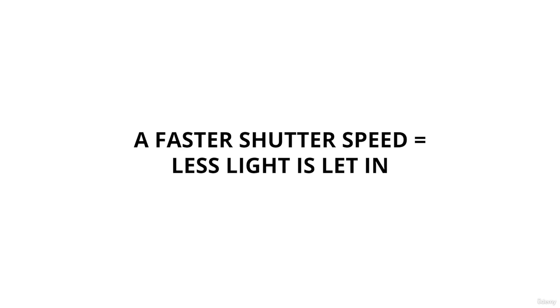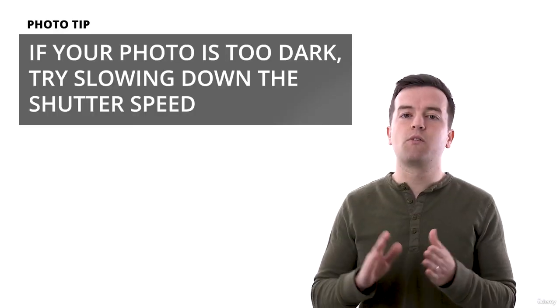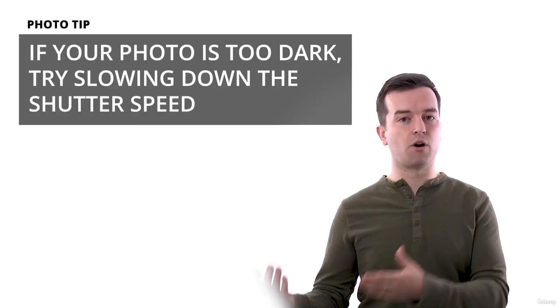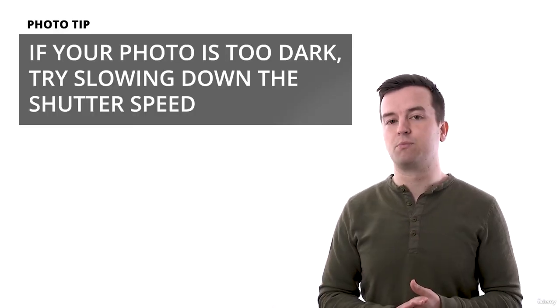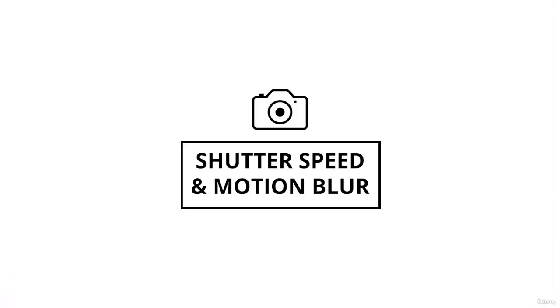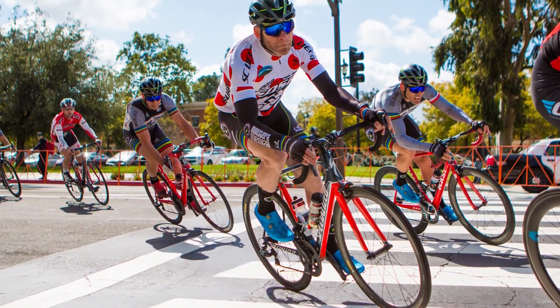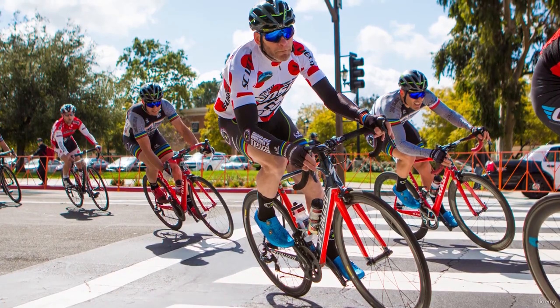So the takeaway is that a faster shutter speed lets in less light, and a slower shutter speed lets in more light. Therefore, if you're in a situation that is too dark, you can slow down your shutter speed to expose more properly. But there's an important rule to shutter speed that has to do with motion blur. If you're photographing a moving object, you will need a faster shutter speed to freeze that object in time. It depends on how fast the object is moving, and you'll need to play around with the shutter setting to get it just right.